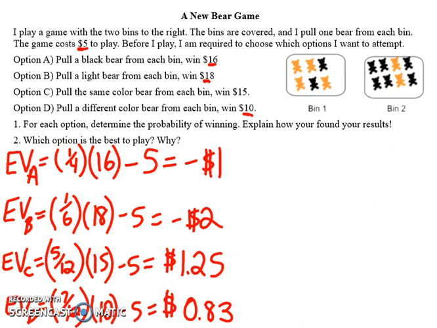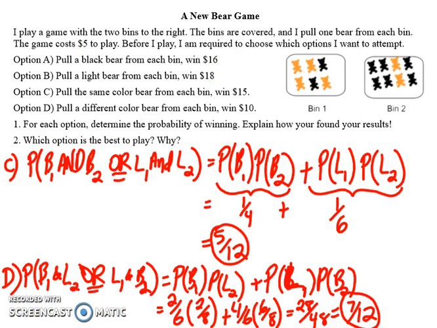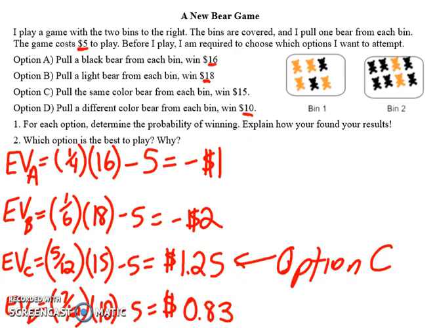So I want to know which game is the best to play. It's the one that gives me the highest expected value, because in the long run, that one I should win the most. So in this case, I want to play option C. So while it wasn't the highest probability, the combination of the probability and the amount that could be won made it the best game to play.